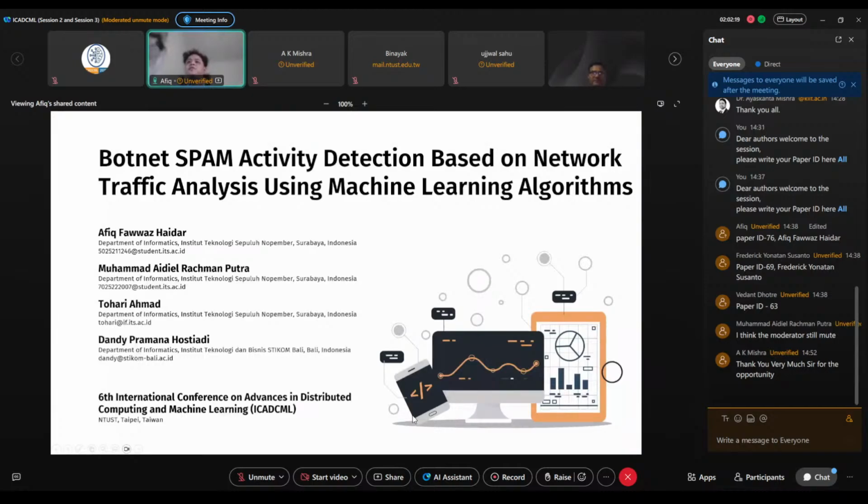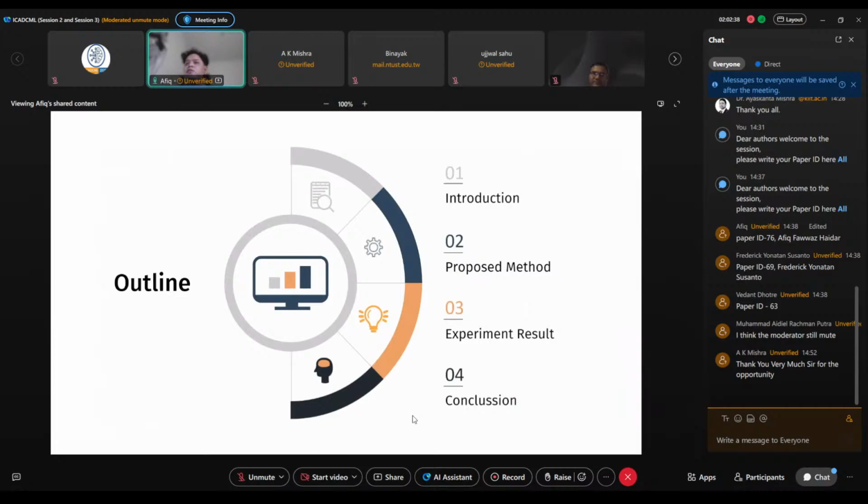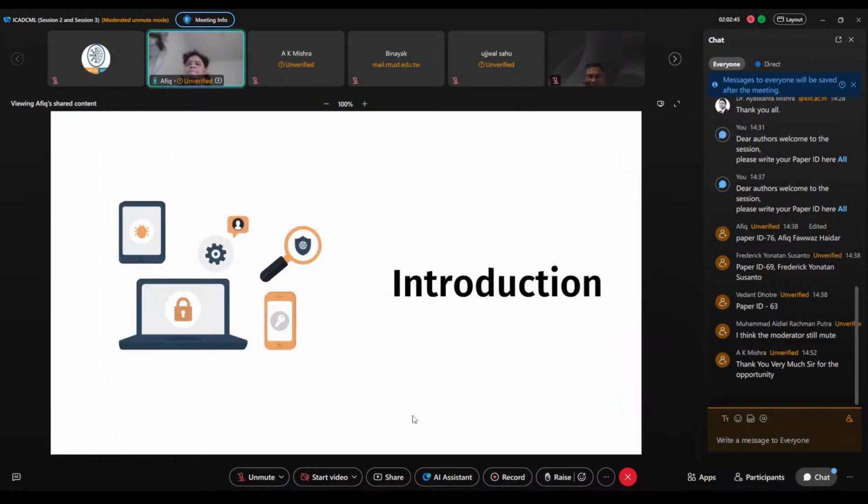Okay, hello, glad to see you all. My name is Afik, the first author of this paper, and my coworkers are Mr. Aidil, Tuhari, and Mr. Dandi. This is the presentation of the paper titled Botnet Spam Activity Detection based on Network Traffic Analysis using Machine Learning Algorithm. The presentation consists of 4 sections: introduction, the proposed method, experiment result, and the conclusion.